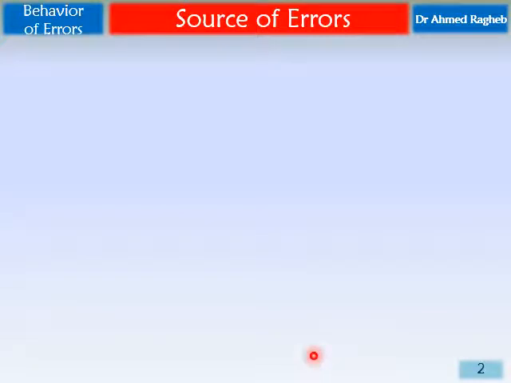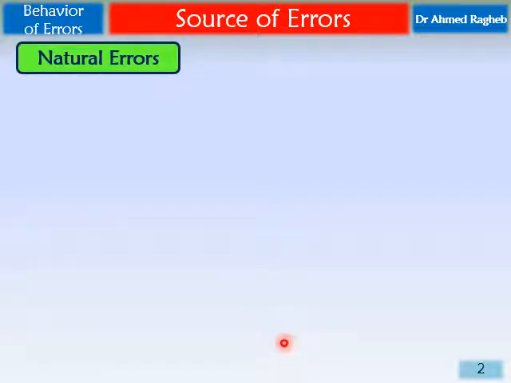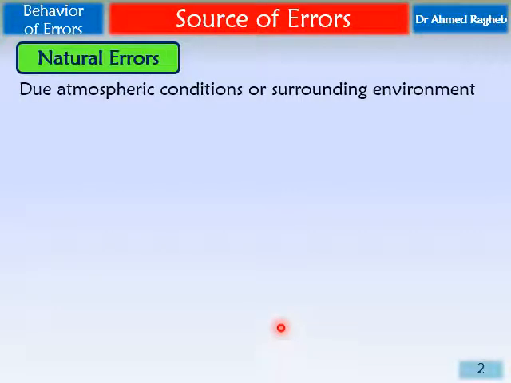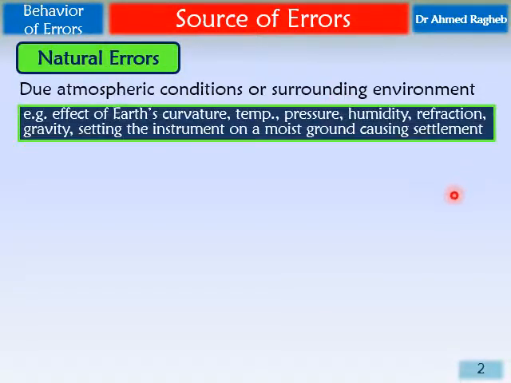So we said that we have errors, so we need to know what are the sources of errors and what are the kinds of errors. Sources of errors are mainly due to natural conditions or atmospheric conditions or the surrounding environment itself, such as the temperature and the pressure and the humidity and earth curvature. And if you're mounting the instrument on a moist ground, then it could settle by time.